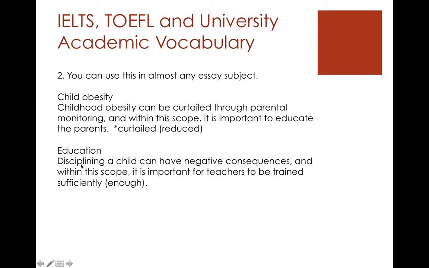So, in education, disciplining a child can have negative consequences. And within this scope, it is important for teachers to be trained sufficiently. So here, same thing. Consequences are like results or things that happen because of this discipline. So we discipline the child, and sometimes there are negative things that happen. Maybe the child feels bad or reacts angrily. And within this scope, so this scope being whatever you said here, it is important for teachers to be trained sufficiently. Sufficiently means enough. More Band 9 language for you.